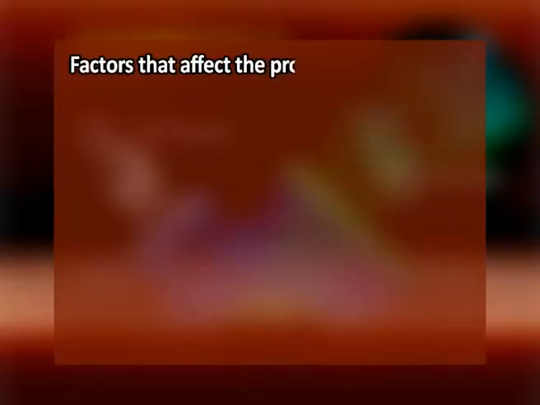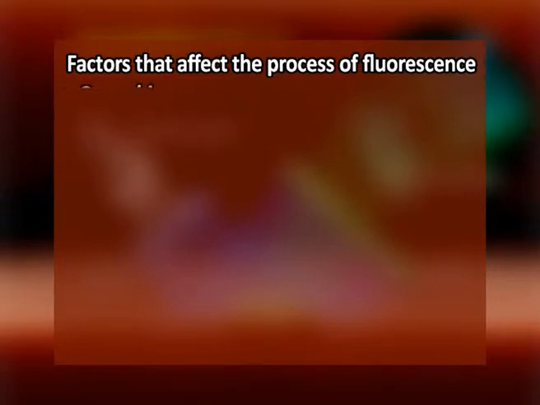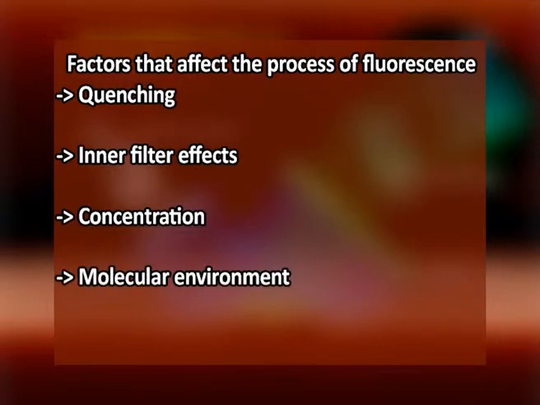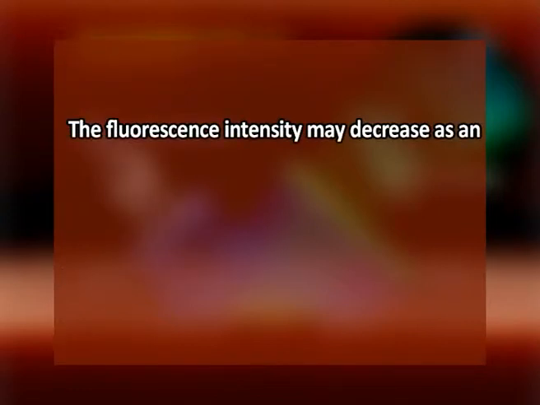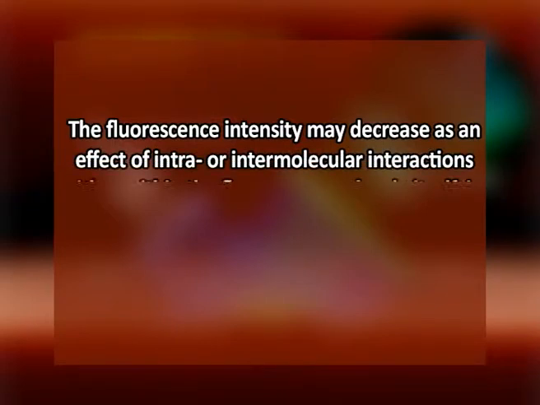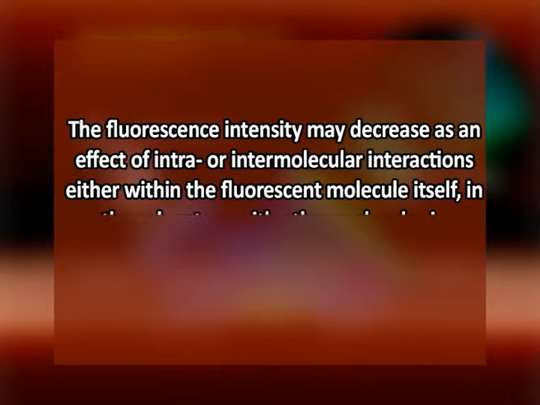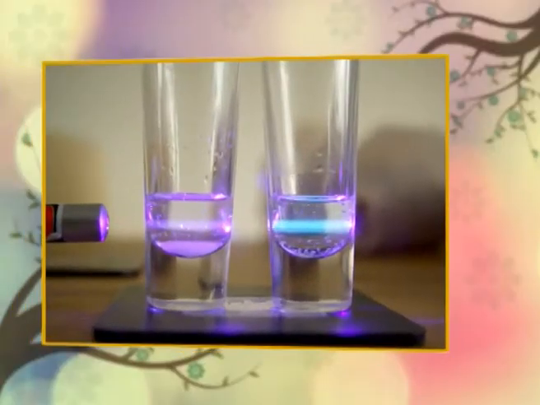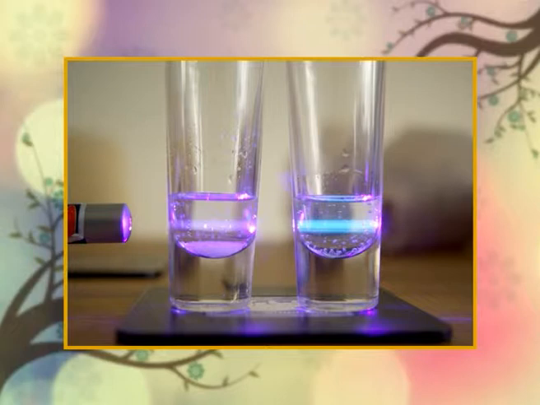There are several factors that affect the process of fluorescence, which include quenching, inner filter effects, concentration, molecular environment, and scatter. The fluorescence intensity may decrease as an effect of intra- or intermolecular interactions, either with the fluorescent molecule itself, in the solvent, or with other molecules in the sample matrix. This phenomenon is called fluorescence quenching.